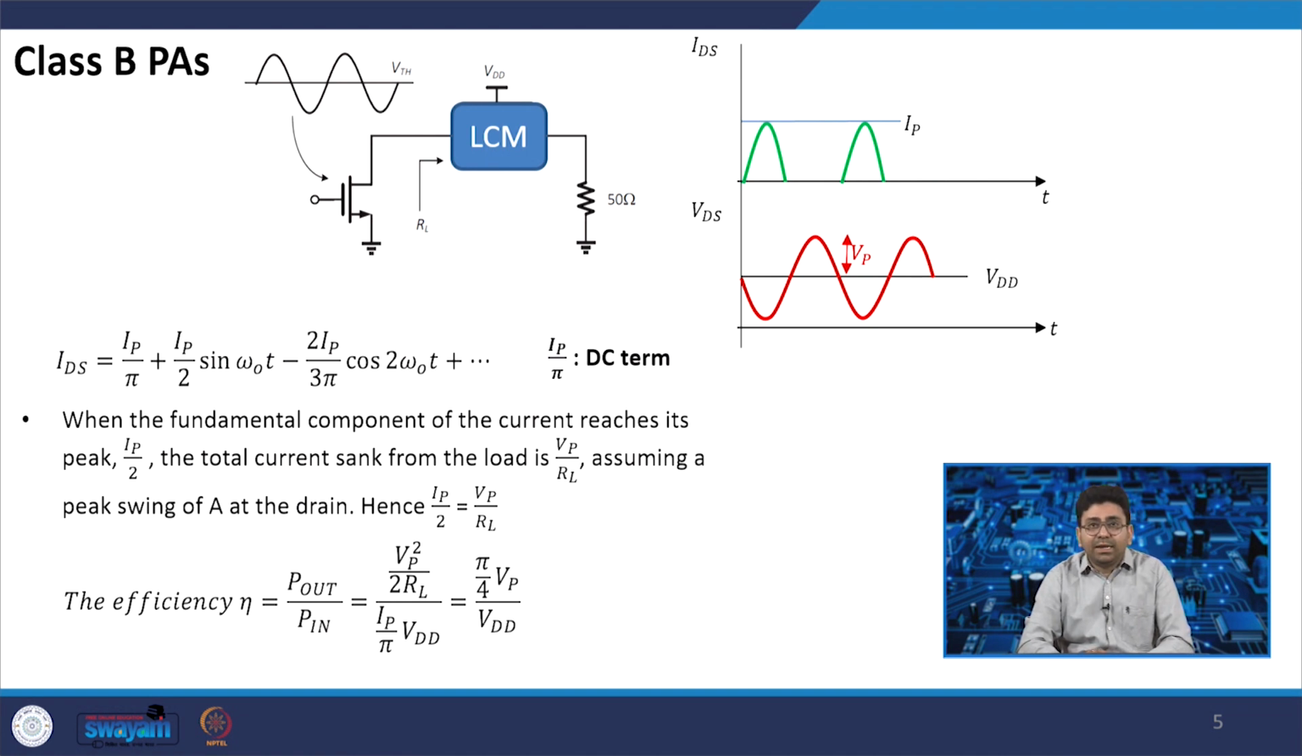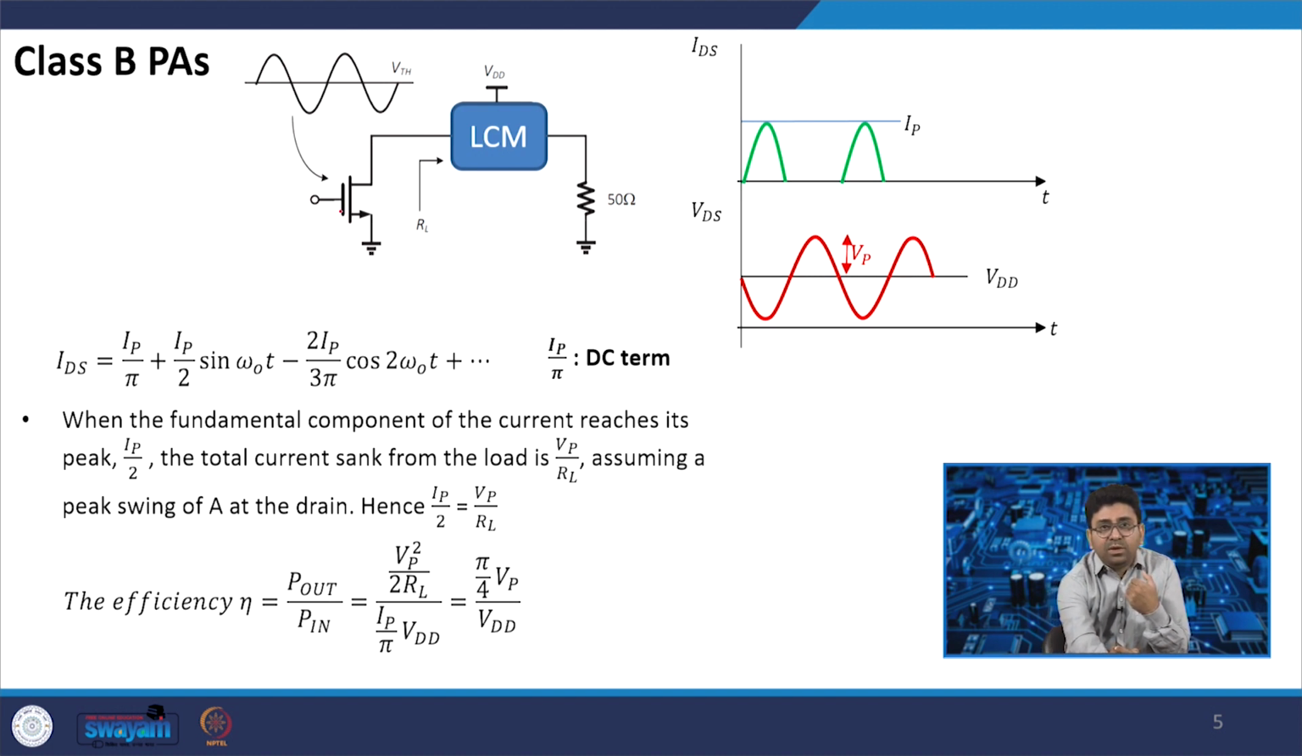Here, this LCM means LC matching, that is same, whatever is drawn here, it is mentioned as LC matching, and this is the input that is supplied, and we have IDS current and VDS voltage. Now, here what is happening is that instead of making this transistor on the way we have done in class A amplifier for the entire cycle, we keep the class B amplifier on only in the positive cycle.